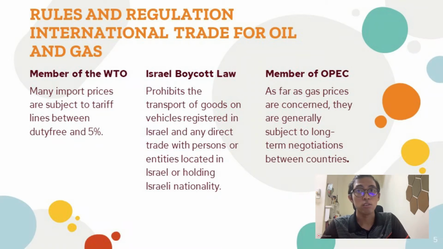There are currently no limitations on the export of production, although regular export controls extend to such items for protection purposes. But there is one law, number 13 of 1963, which regulates the Israel boycott. It prohibits the transport of goods on vehicles or ships registered in Israel or any direct or indirect trade with persons or entities located in Israel or holding Israeli nationality.